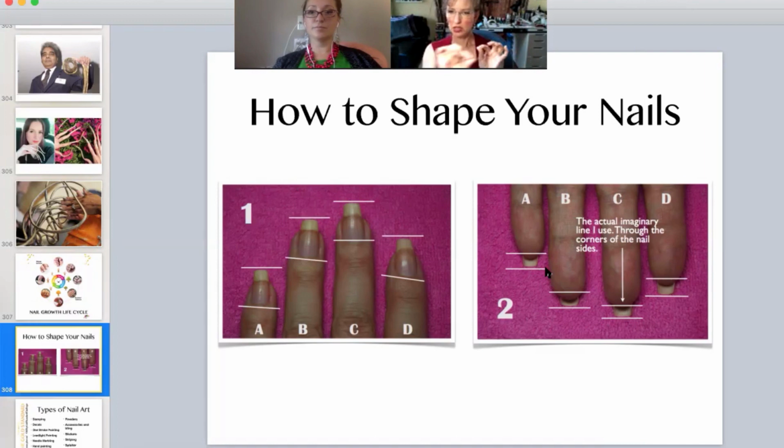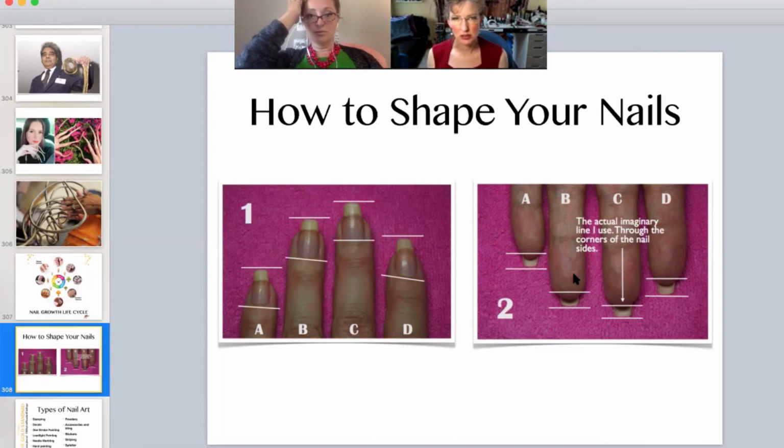So file this way, looking at those imaginary lines, and then you flip your hand back over and it will look right, but at the beginning it looks very weird until you get used to it. And that's how you get them to be symmetrical.